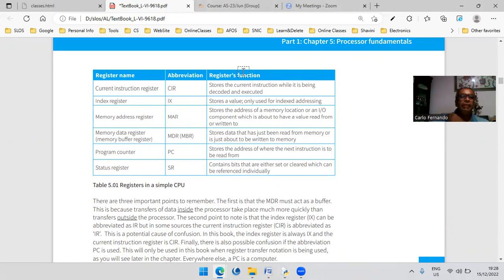The details. Register name, current instruction register. Already familiar, remember, CIR. And what's the function? Stores the current instruction while it is being decoded and executed. I told you about decoding. Before executing, you have to decode what is to be done. What is the voltage to be used? That is 0 or 1. Voltage, you say no voltage is 0. No, it's not correct. Low voltage is 0 and high voltage is 1.